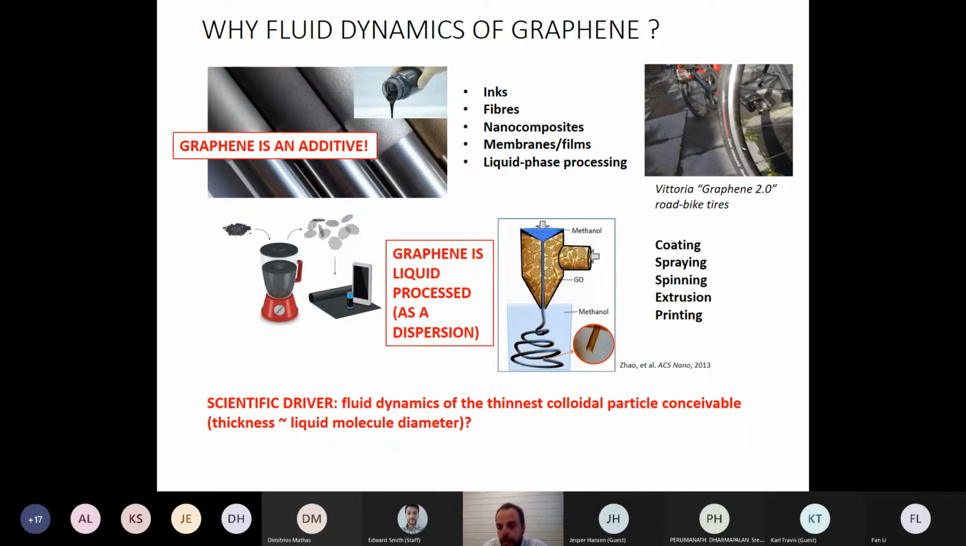Just as an example, I brought this picture of the tire of my own road bike. There is a company called Vittoria who makes a compound of rubber with graphene, where graphene is used to enhance the puncture protection of the tire. Besides application, there is also a very nice scientific driver, because by exploring the fluid mechanics of graphene, we are also exploring the fluid mechanics of the thinnest object that has been conceived by man.